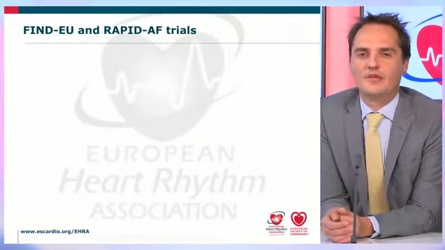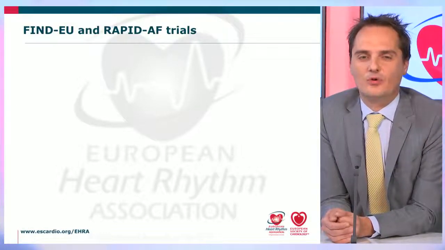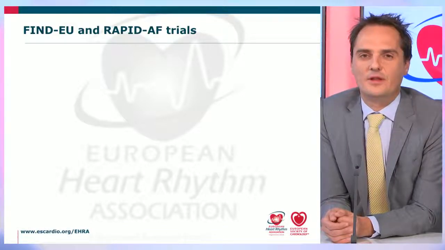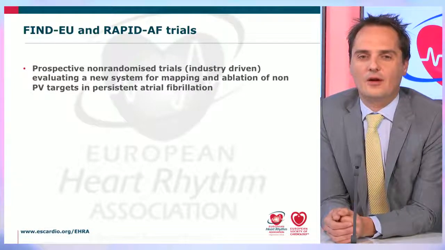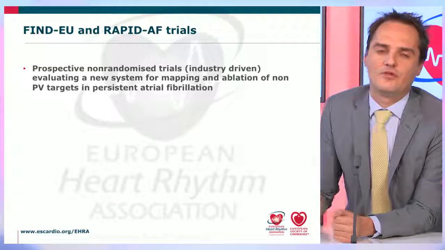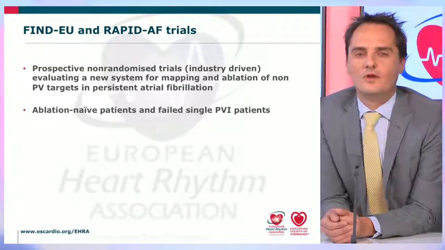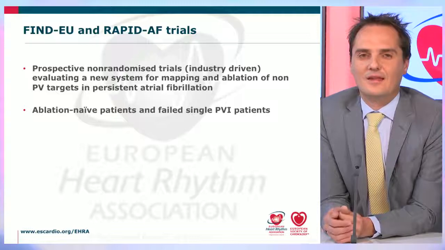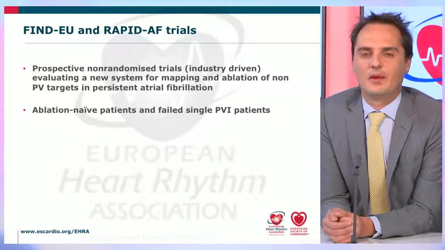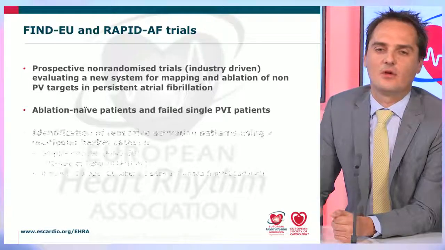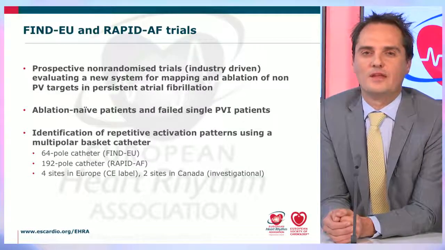Now, what I've shown you, this patient and other data I will show you, is data collected from the FIND-EU and the Rapid AF trials, trials that are industry-driven and designed as prospective non-randomized trials, evaluating a new system for mapping and ablation of non-PV targets in persistent atrial fibrillation. The goal is to include patients that either never underwent ablation or have had a single pulmonary vein isolation without additional ablation that failed, meaning the patient has recurrence of atrial fibrillation after the pulmonary vein isolation.